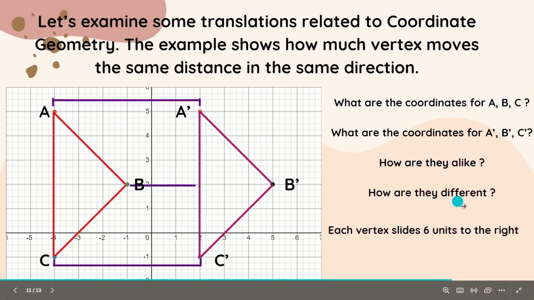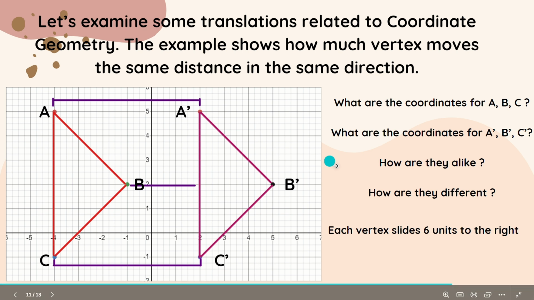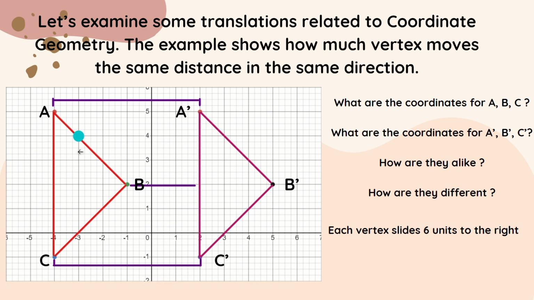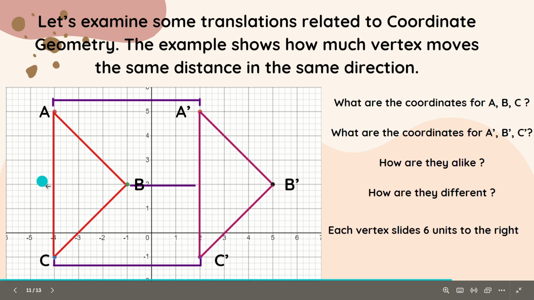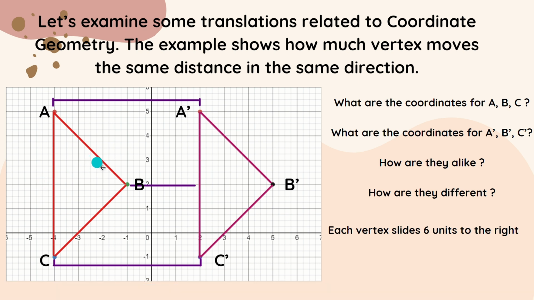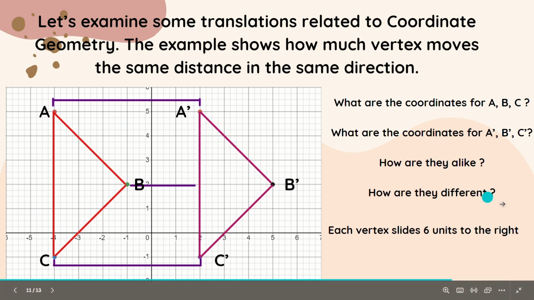And next, how are they different? Kagaya ng sabi ko, nagbago lang yung lugar niya sa mismong graph natin. Dito, nandito pa siya sa left side, and then nalipat siya into right side. So, magkaibang quadrant na siya nakabilong.